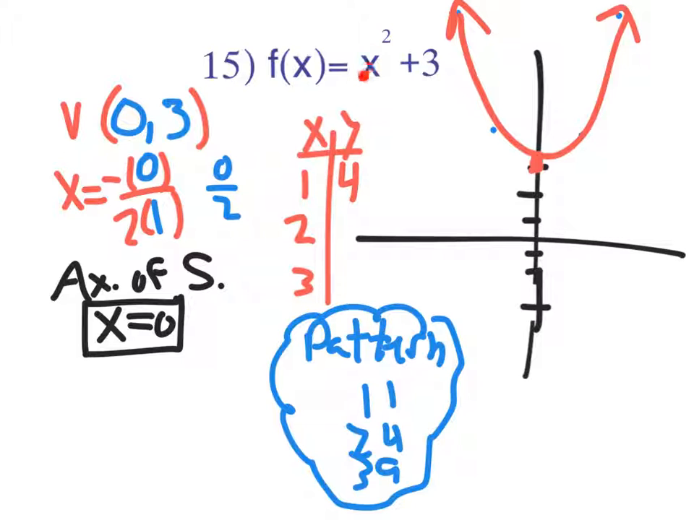Now let's plug in 2, right? Plug in 2. 2 squared is 4. 4 plus 3 is 7, right? Plug in 3. That's going to be 9. 9 plus 3 is 12. It's already off the graph.